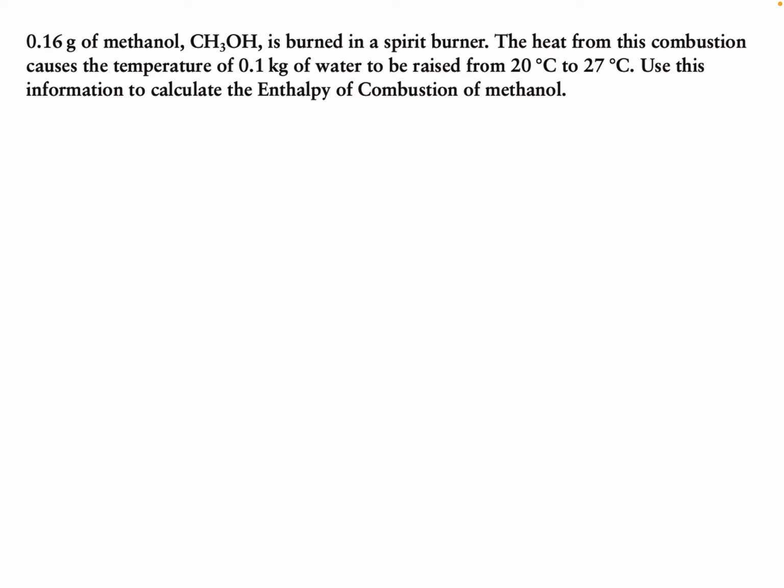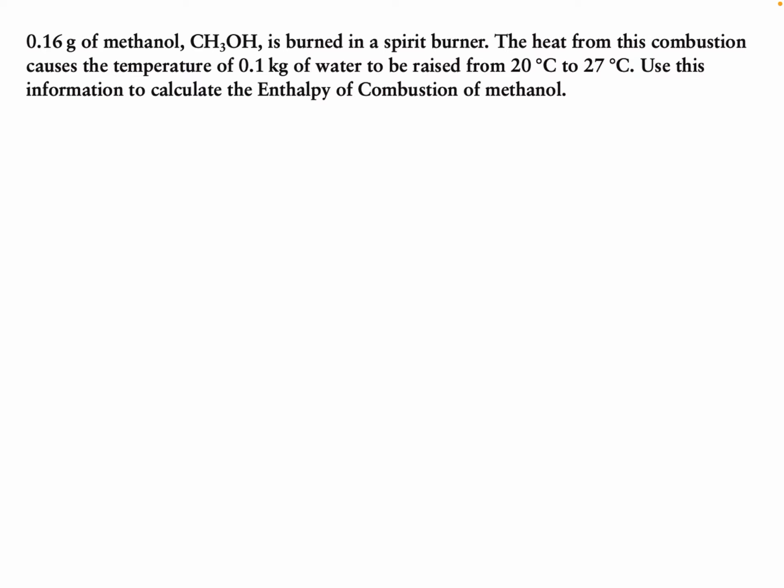So, we've got a wee example here, and it's saying we've got 0.16 grams of methanol, it's burned in a spirit burner. The heat from this combustion causes the temperature of 0.1 kilograms of water to be raised from 20 degrees to 27 degrees. Use this information to calculate the enthalpy of combustion of methanol. Okay, so this is exactly the same as what we've been doing the previous day. We're going to first have to work out the energy change, and then use this to work out the enthalpy, and that's the energy change for 1 mole.